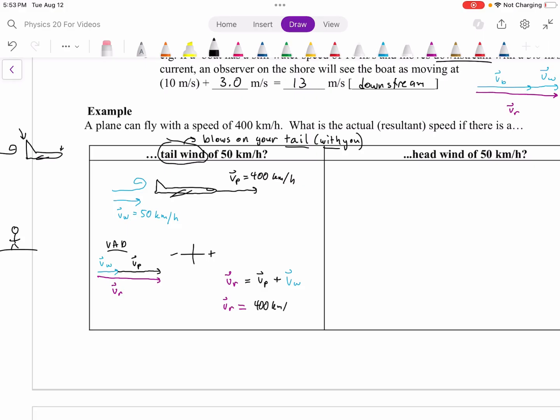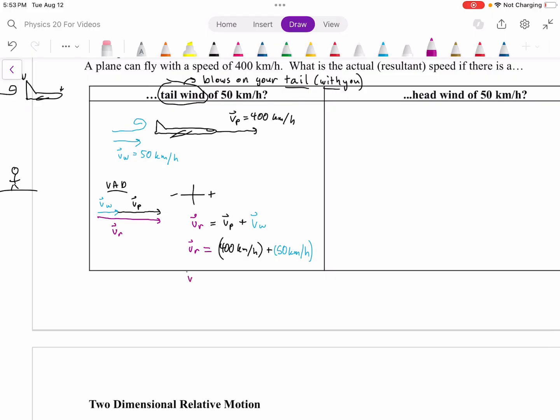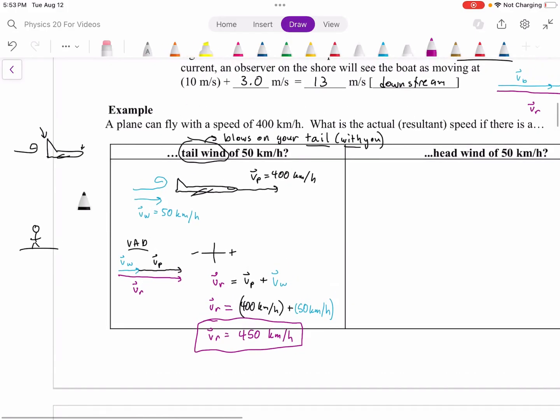But while it's doing that, the air it's in is moving at 50 kilometers per hour. That's the wind. And so we get that the resultant velocity of the plane, as viewed by someone on the ground, is going to be 450 kilometers per hour, right? If we're sitting here, we're going to say that plane is moving overhead at 450 kilometers per hour because it's moving through the air at 400 kilometers per hour, but then the air itself is also moving at 50 kilometers per hour relative to us.